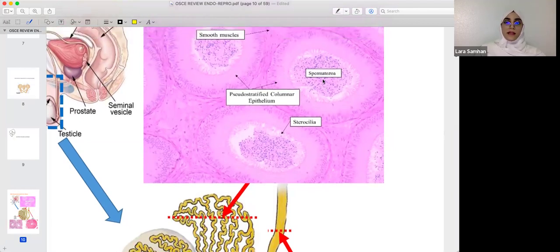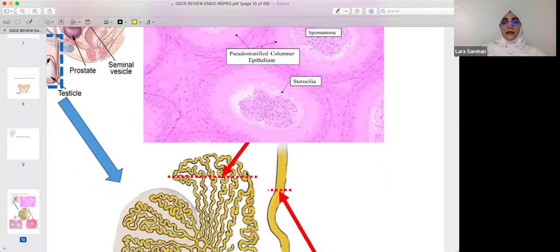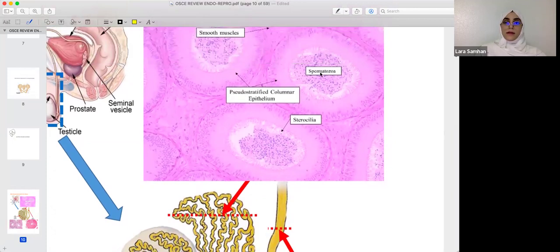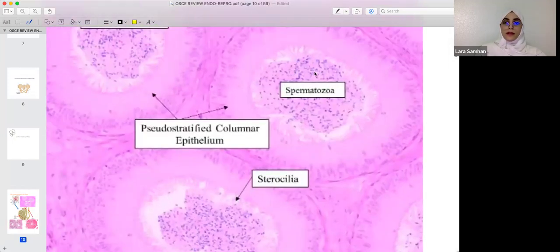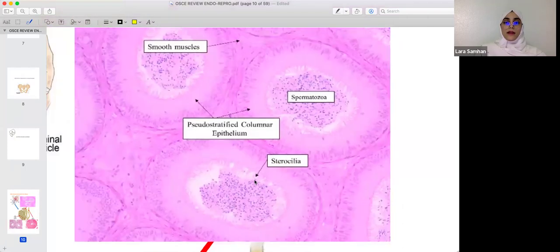So we should normally see the sperms and the spermatozoa and all of the spermatogenesis process that happens in the testis. As we can see in here, the spermatozoa, I'll just zoom in more. This is how it looks like. We have over here the cilia or the stereocilia.